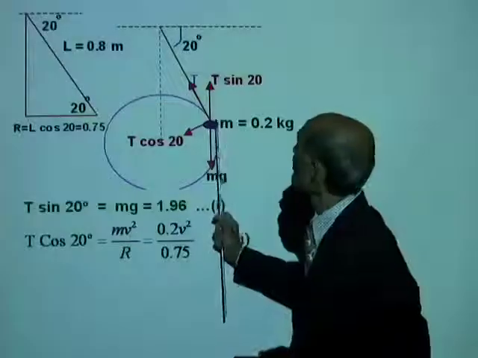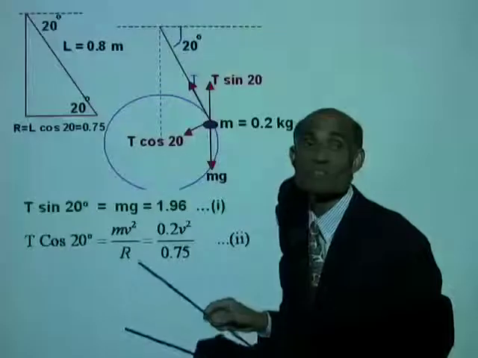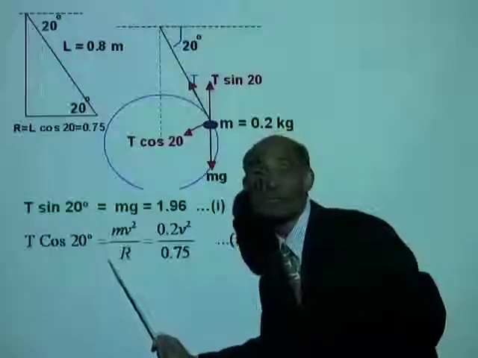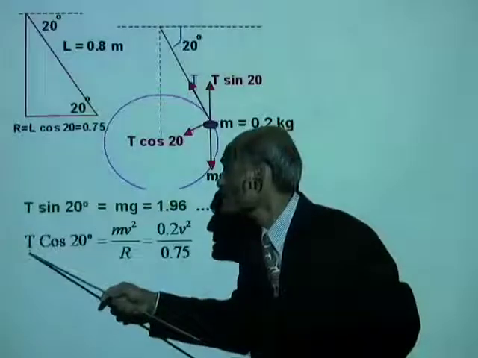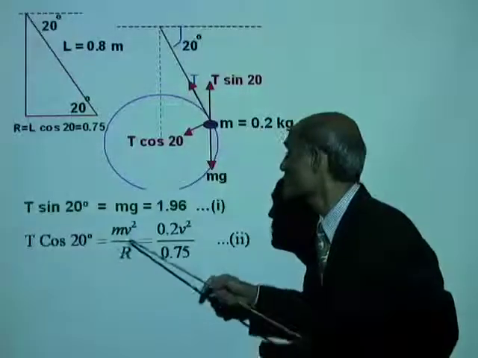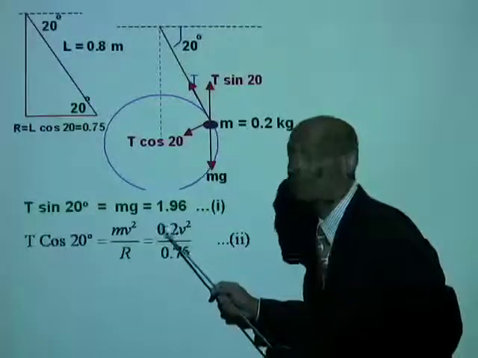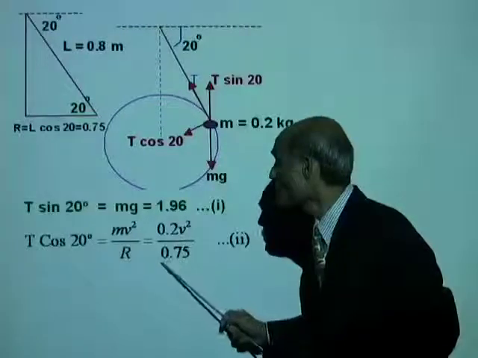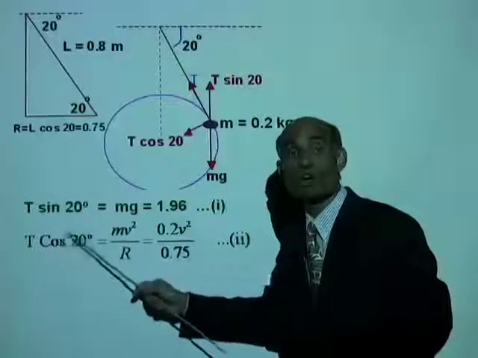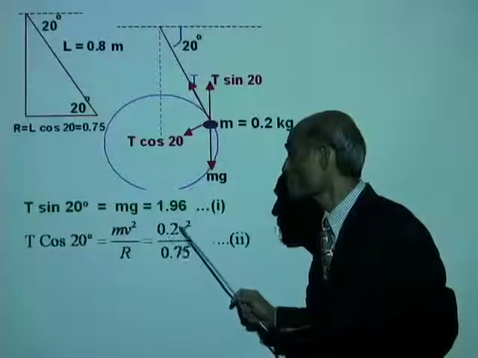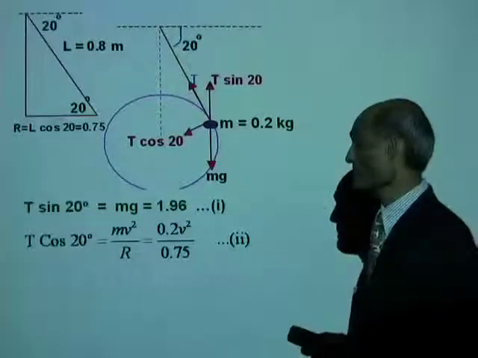What about this? The T cos 20 degrees provides the centripetal force, and the centripetal force is mv squared over r. So T cos 20 degrees is mv squared over r, but m equals 0.2 kilogram, the radius equals 0.75 meter. Therefore, T cos 20 degrees is 0.2 v squared divided by 0.75.